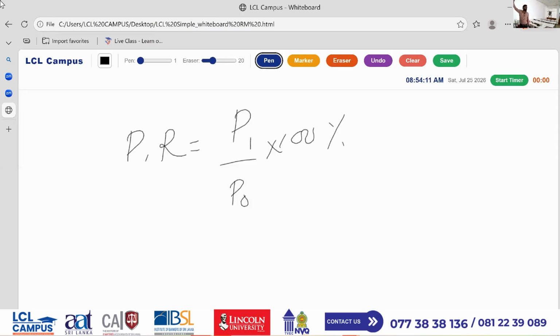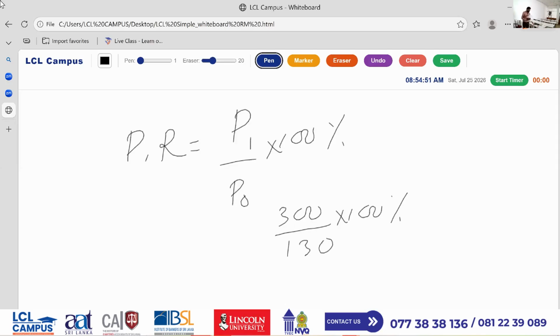P1 is the price of the item at the current year. P0 is the price of the item at the base year, into 100%. The current year price is given as 300. The base year, 2020, price was 130, into 100. Simply enter, what is the answer? 300 over 130 equals 2.30, 230.7, after rounding off 231.